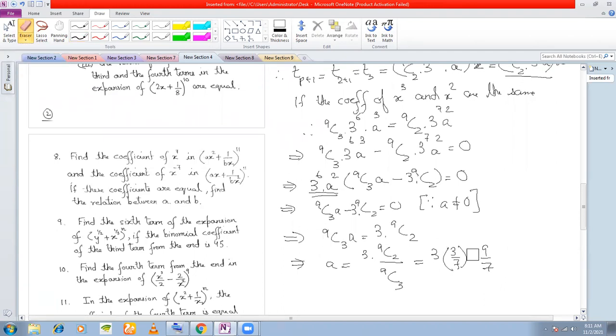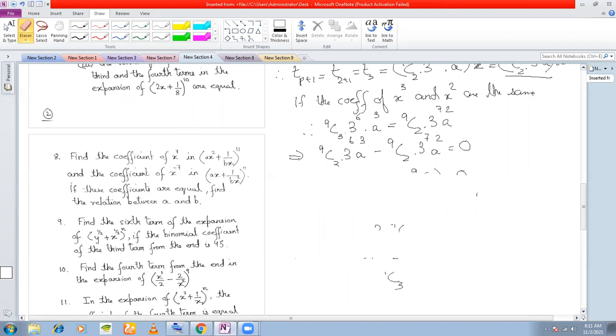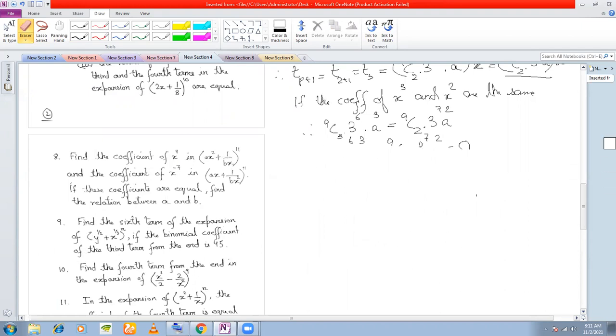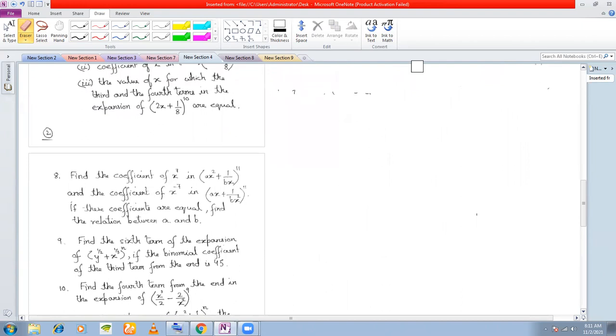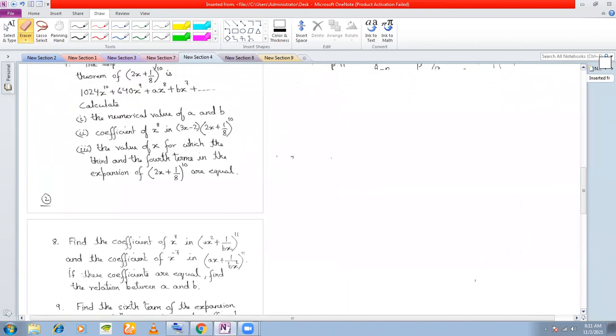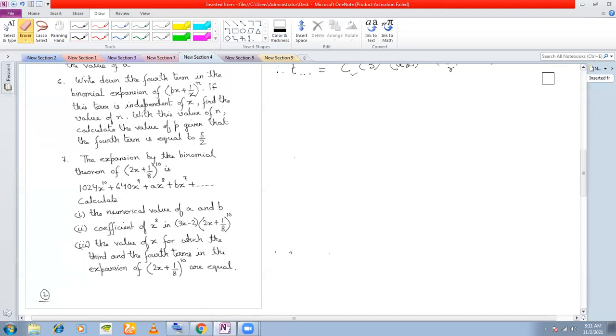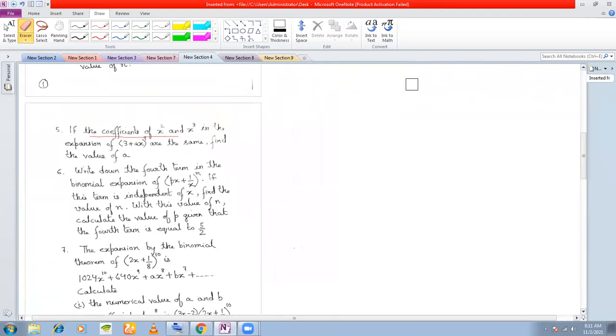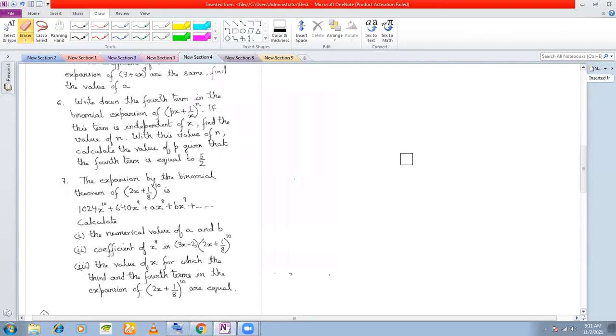We move on to the next problem then. Number 6. If you read the question, it states that we should write down the fourth term in the expansion of the binomial px plus 1 by x to the power of n. Okay, so let's finish this part.